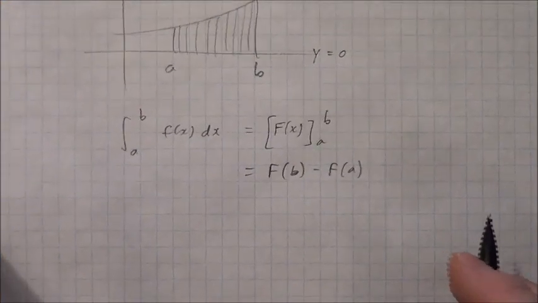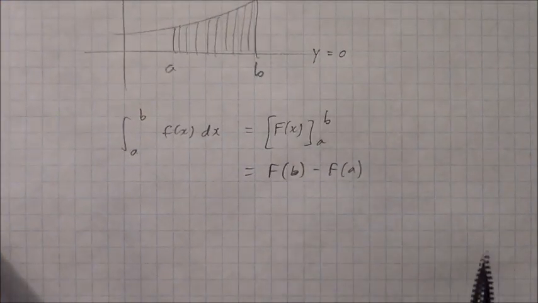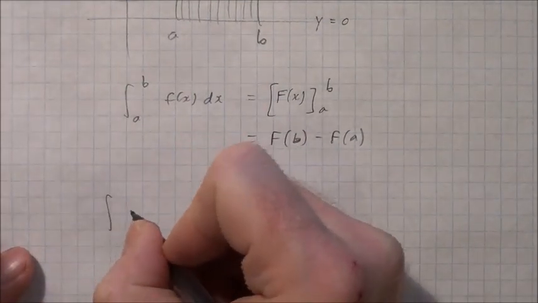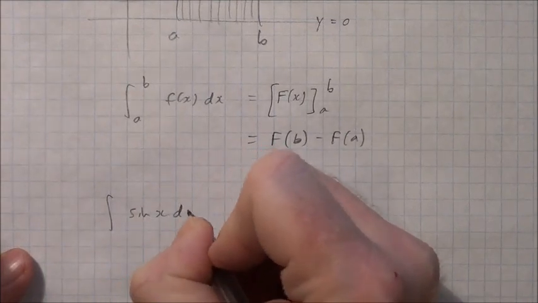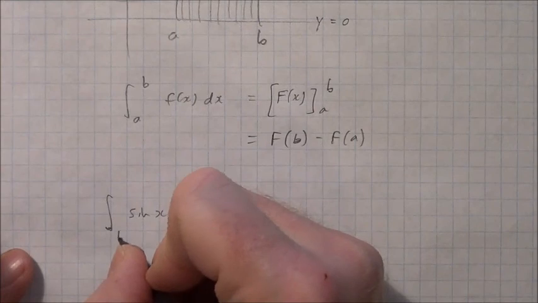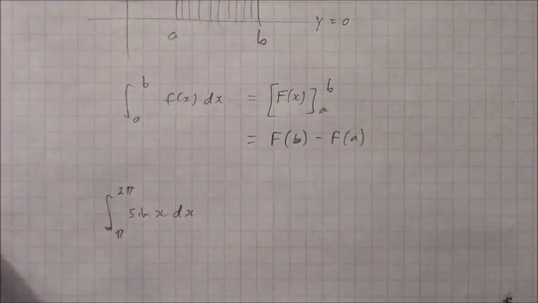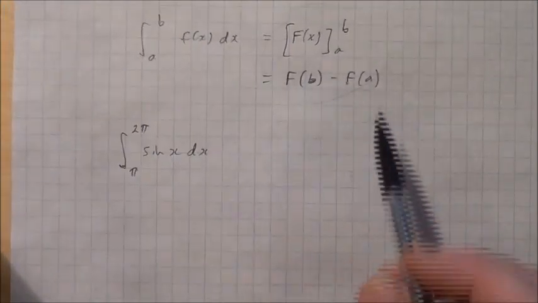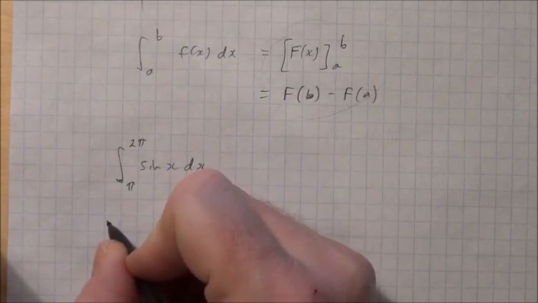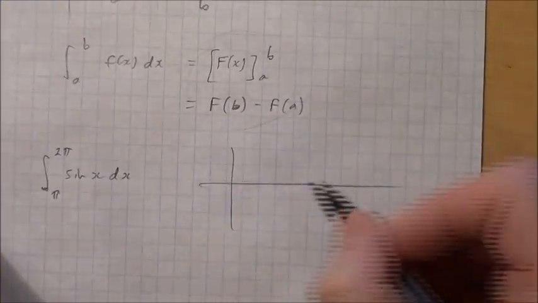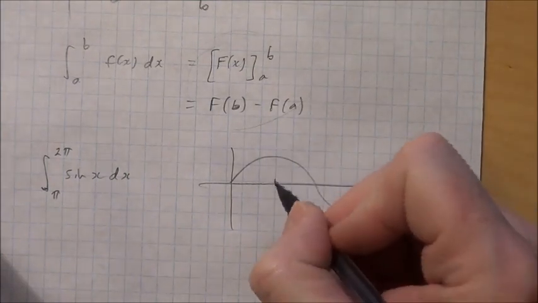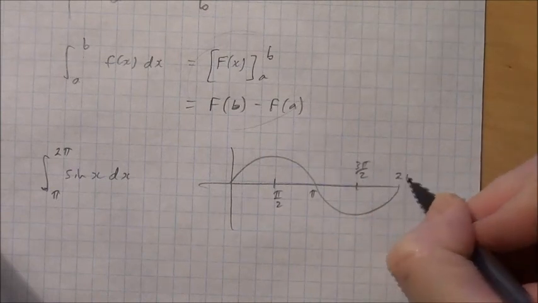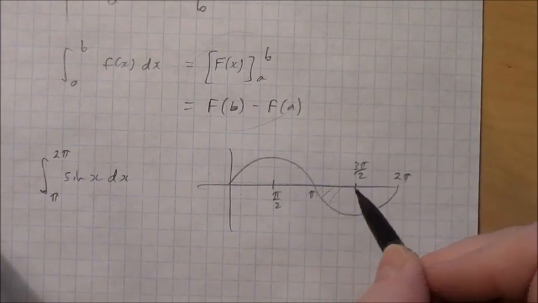Alright, so let's take a quick look at an example of finding the area under a curve. Let's find the area under the curve of the function sine x with respect to x from pi to 2 pi. Following this definition of the definite integral, we know first of all that the function sine x looks something like this. Here's pi by 2, here's pi, there's 3 pi by 2, and here's 2 pi. So we're looking for this area here from pi to 2 pi.